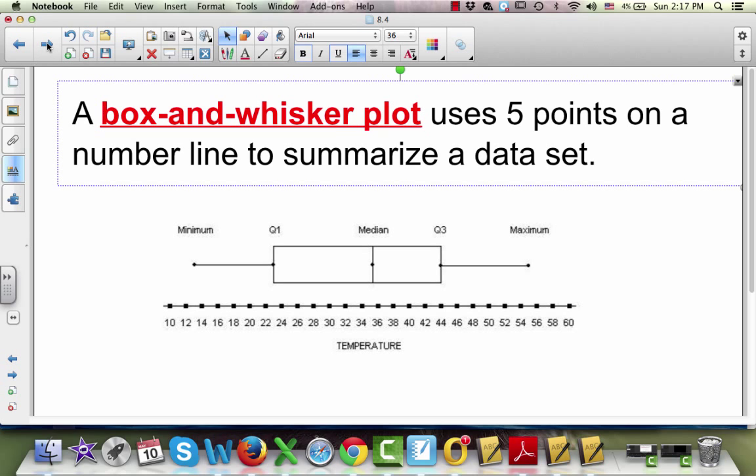A box and whisker plot uses 5 points on a number line to summarize a data set. Well, we said box and whisker. Let's look down here. Here's a box, and it has whiskers. So that's why it's called a box and whisker plot. It uses 5 points of data on a number line. So there's 1, 2, 3, 4, 5 points on the number line that they're going to use.